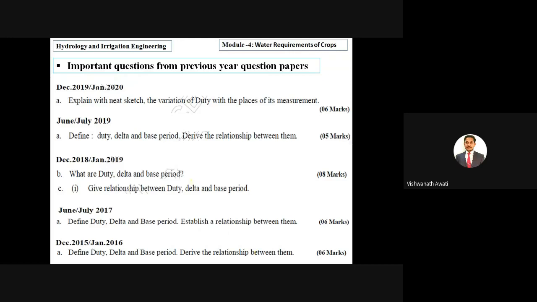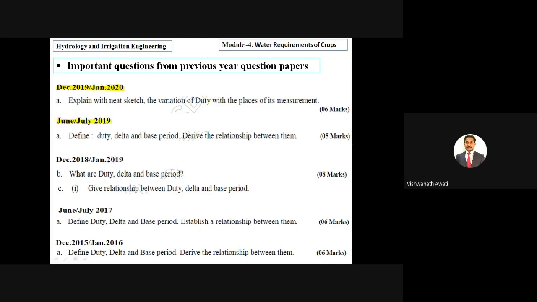Here, December 2019 and January 2020: explain with a neat sketch the variation of duty with the places of its measurements. First, we discussed with the diagram: main canal, distributor canal, water course. How we measure differently: from point A, water is released at 1.3 cumecs. Then it comes to B and C, near 1.2, and when it reaches the field, it is 1 cumec. That we have to explain.